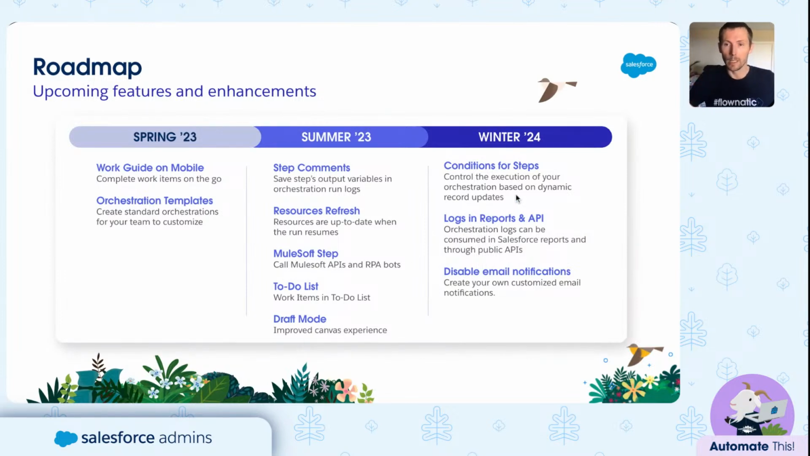Finally, the big feature that is coming in winter later this year is conditions for steps, which will help you better control the execution of your orchestration by pausing and resuming steps based on different conditions in the Salesforce database. And then finally, the logs will be exposed, and we'll be disabling the email notifications that can sometimes be not useful for some of our customers.